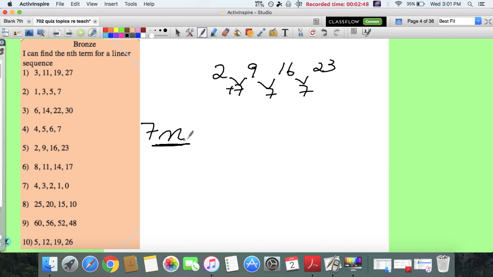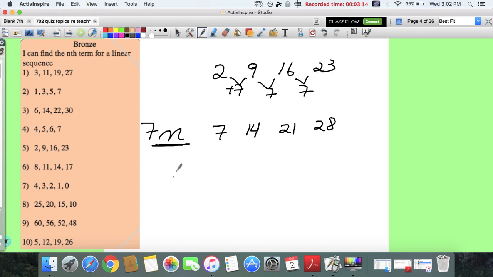So in a 7n sequence, my first term would be 7. 2 would be 14, my second term. My third term, if n equals 3, I get 3 times 7 is 21, and 28, and so forth. So you notice that it's also plus 7, plus 7, plus 7. But you notice that I don't really get the 2 or the 9 or 16 or 23. So I have to make an adjustment to this 7n sequence.